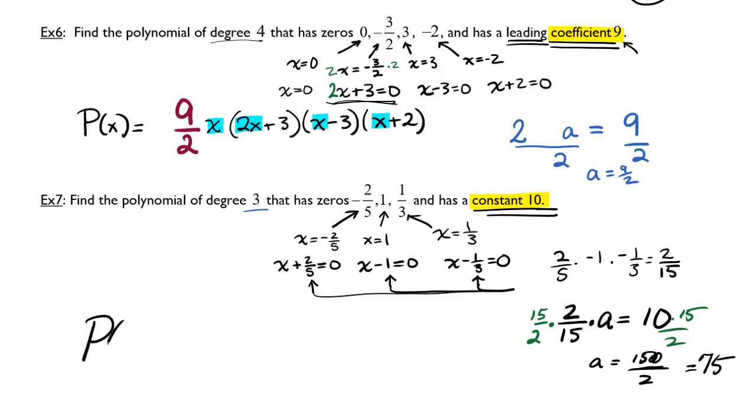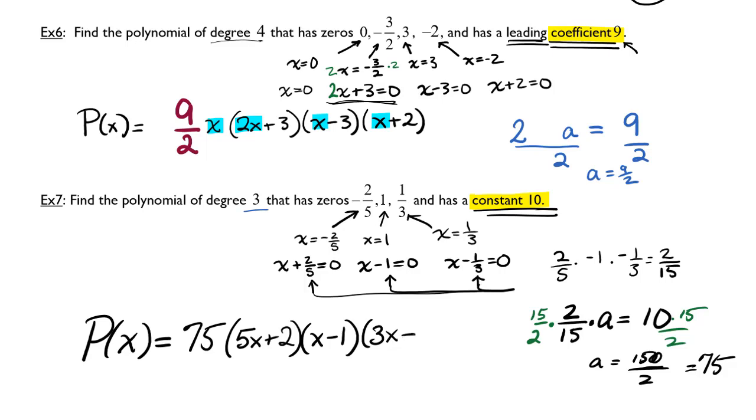So my polynomial, now with pretty binomials, not fractions, will be 75 out front to make my last term, my constant term, a 10. I will have a 5x plus 2. I will have an x minus 1, and I will have a 3x minus 1.